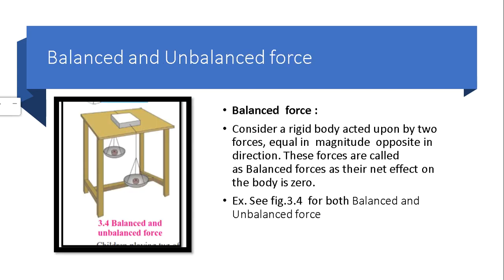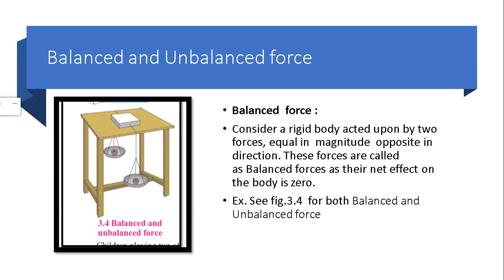Now the second type of forces is balanced and unbalanced force. Now balanced force means what? Consider a rigid body acted upon by two forces equal in magnitude and opposite in direction. These forces are called balanced forces as their net effect on the body is 0. Now if you see this figure 3.4, this is an example for both balanced and unbalanced force.